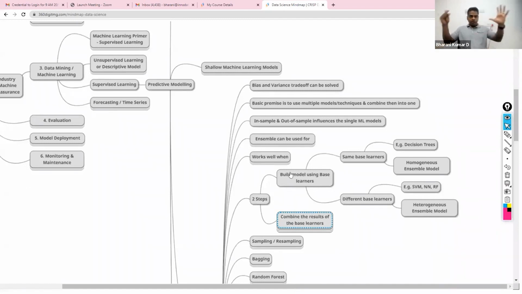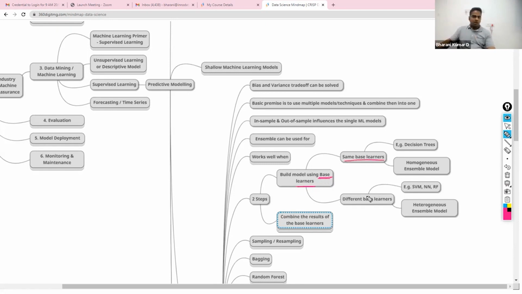Ensemble means multiple models. You build multiple models. Then what is the next step? Combine the results of all of those. These are the two things, right? So base learner means the individual algorithm that you're going to run.